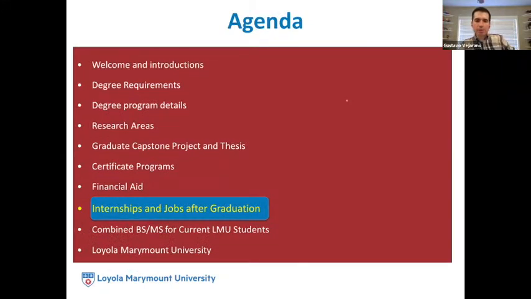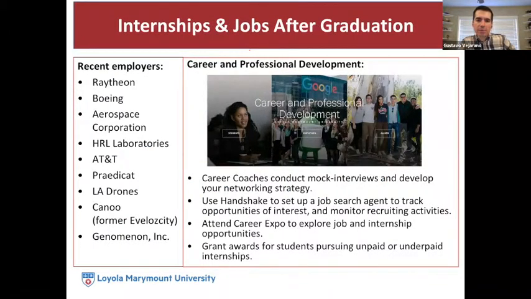Internships and jobs after graduation. We have the Office for Career and Professional Development, and they have a number of services so that our students can find internships and jobs when they graduate. So there are career coaches, and they help our students to do mock interviews and to prepare their resumes. The university uses Handshake, which looks like a Facebook, but it is for employers and students. A student would create a profile, and then you could send your profile to the different employers, and employers would advertise their openings on this website.